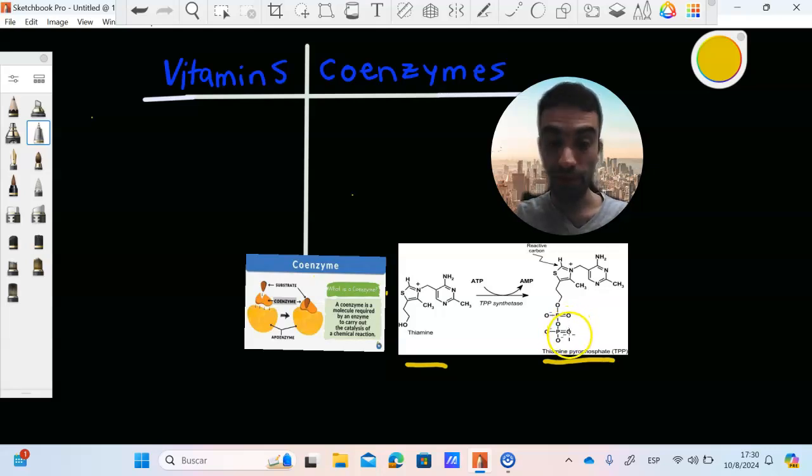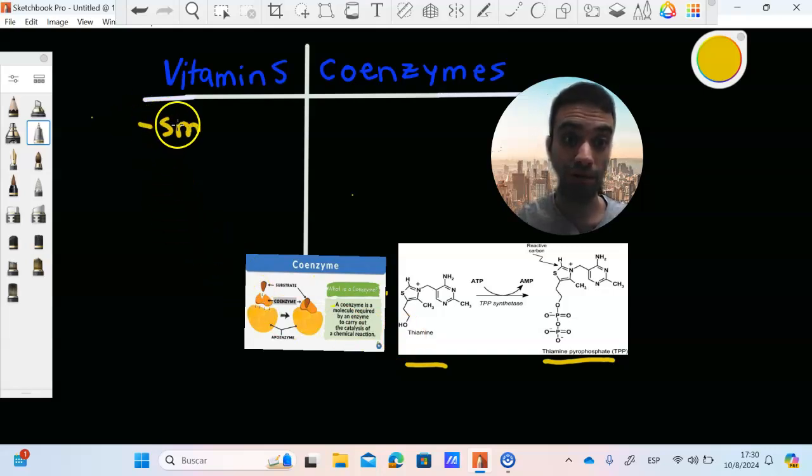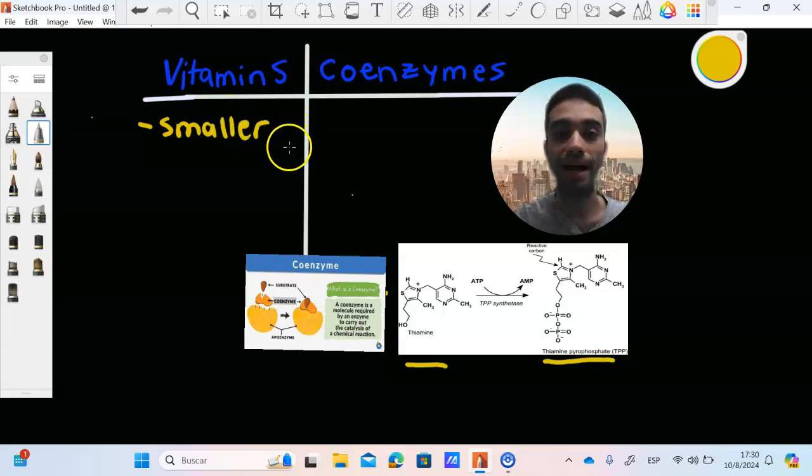And to differentiate between the two, as I mentioned, vitamins are smaller. And actually, I'm specifically referring here to the B vitamins because all of the coenzymes are actually B vitamins with the exception of one, which is a lipid. So all of the coenzymes are derived from B vitamins. So that's why I'm referring to B vitamins here. Only one coenzyme is actually a lipid. So vitamins are smaller and they turn into coenzymes.